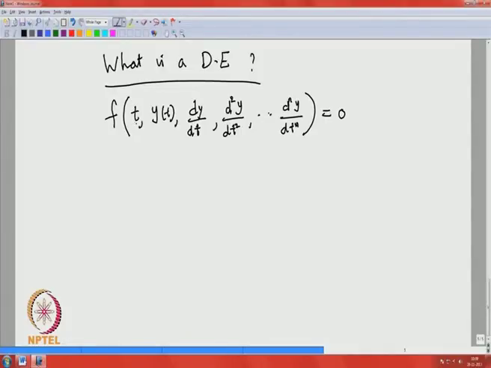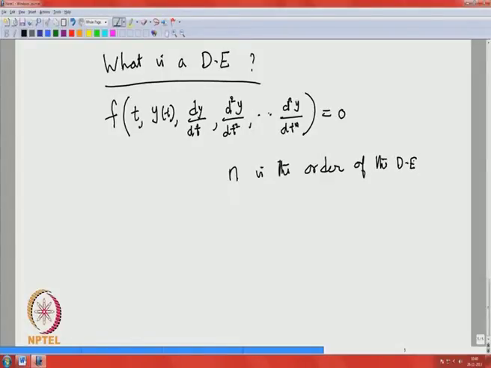If it is a motion of a trajectory, you can think of t as a time variable, but it is not necessarily time all the time; you will see other types of examples. And y is the unknown variable, with its derivatives and the relation connecting them, and this n is basically the order of the differential equation.